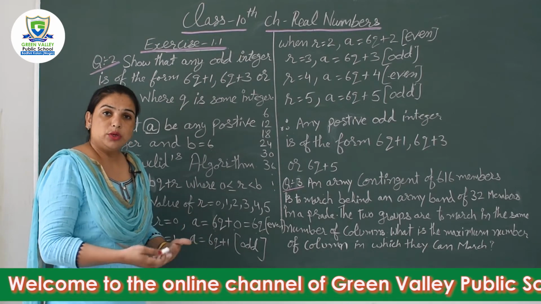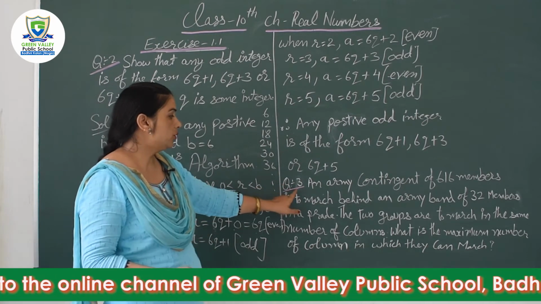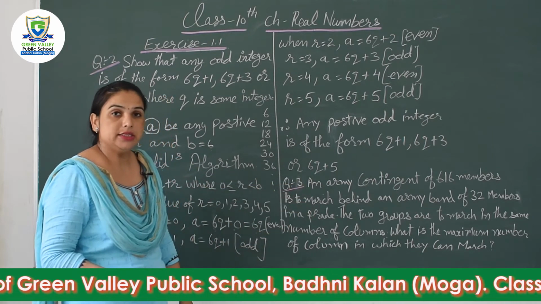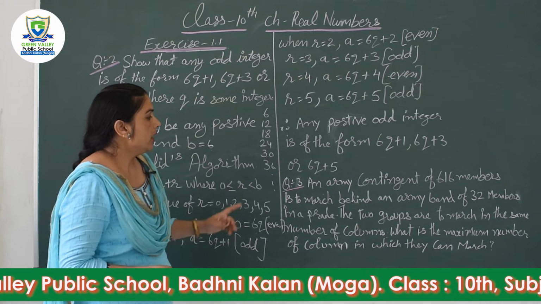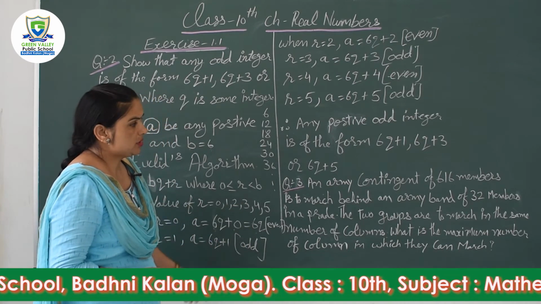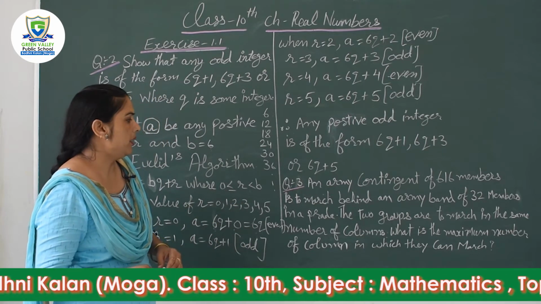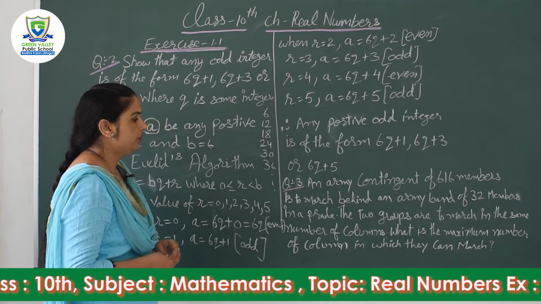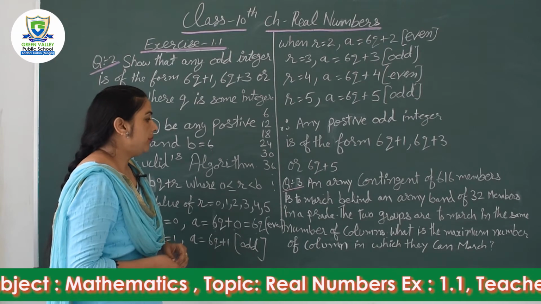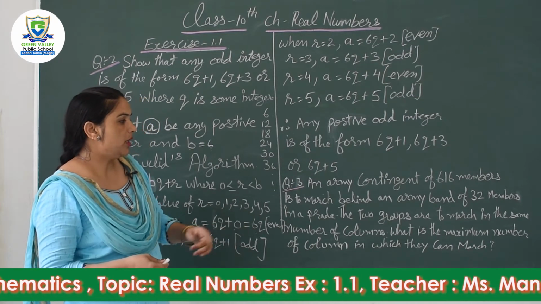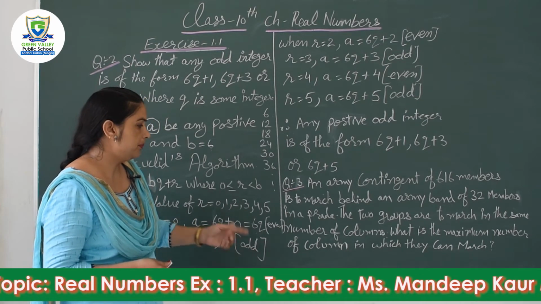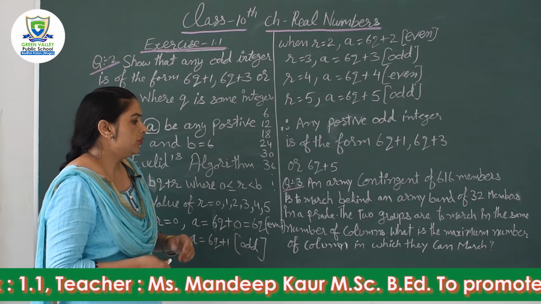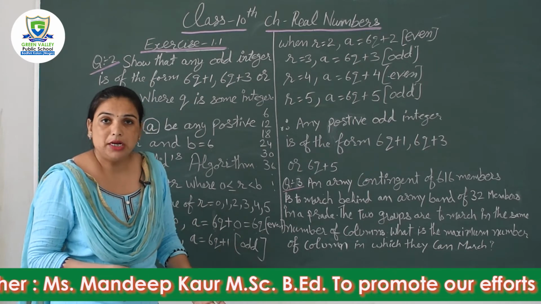Now we'll continue our topic. We have the third question in exercise 1.1. First we'll read the statement. It is, an army contingent of 616 members is to march behind the army band of 32 members in a parade. The two groups are to march in the same number of columns. What is the maximum number of columns in which they can march?